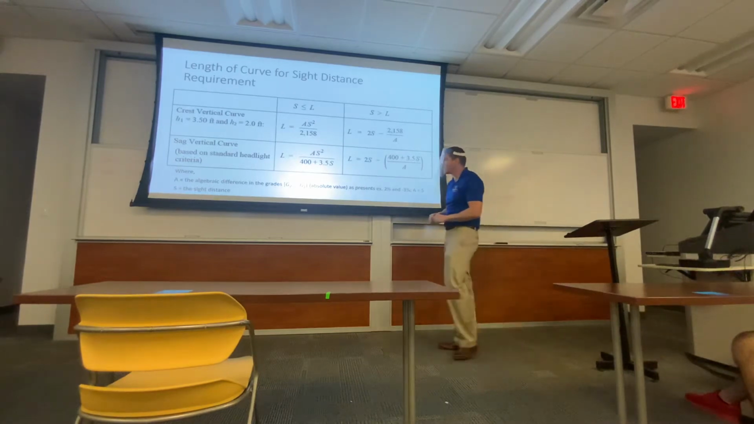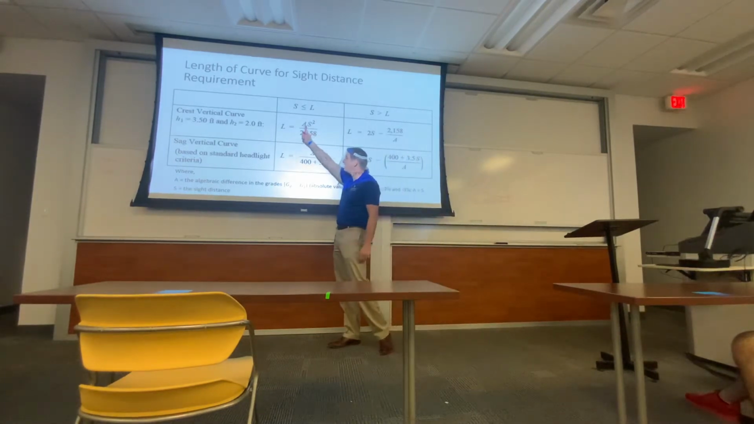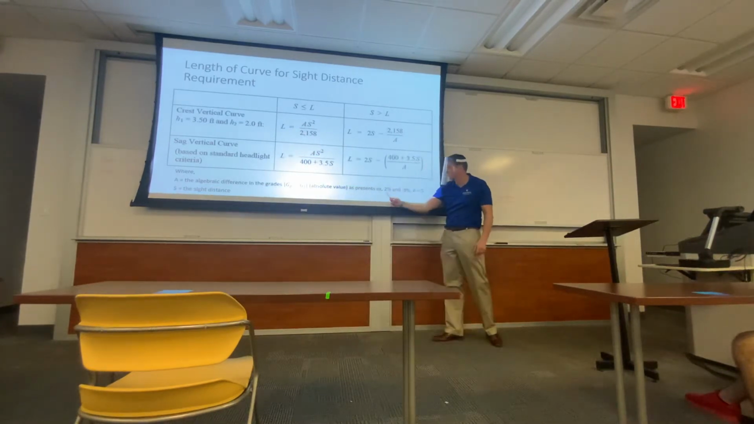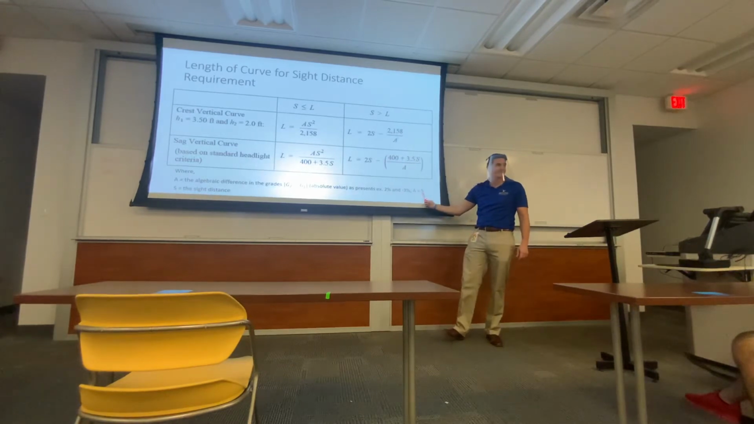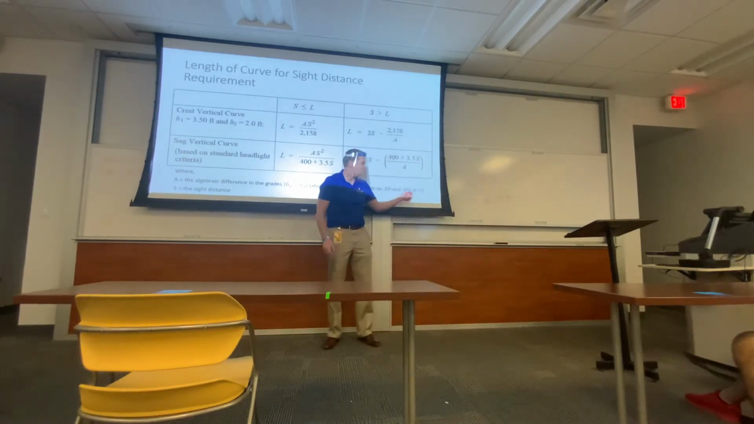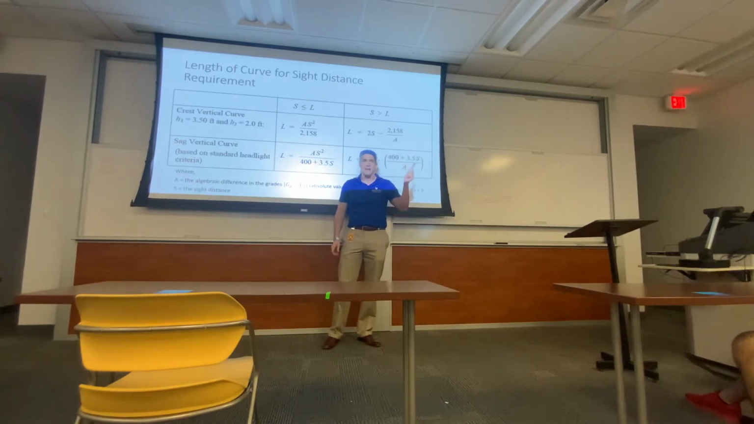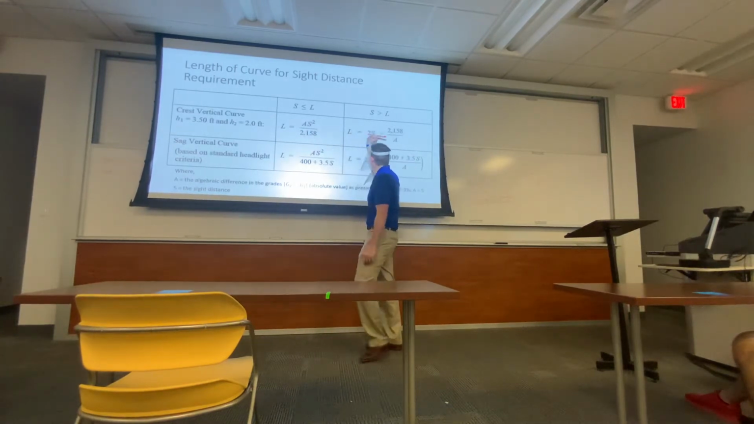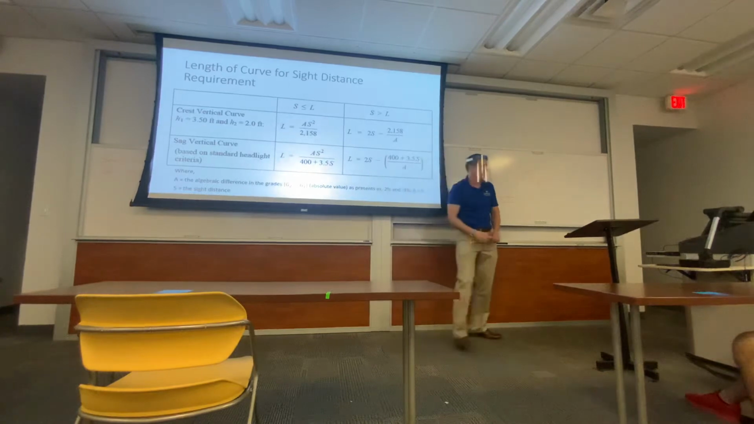Another important distinguishing factor here. A, this variable here, is the algebraic difference in grades, the absolute value as a percent. So 2% and negative 3%, A equals 5. Not 0.05, and not 1. Good? Algebraic difference. This is pretty much the only time that we'll be representing A as a whole number percent value, or grades as a whole number percent value. So that goes here, here, here, and here. So it's in all of them.